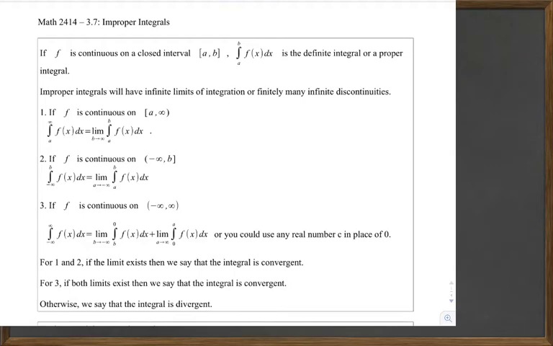If those limits exist, we say that the integral is convergent. For 3, if both the limits exist, then we say the integral is convergent. If any of the limits do not exist, then we say that the integral is divergent. Okay, so let's try some out.